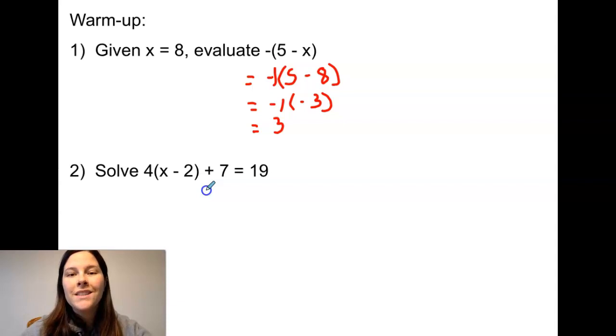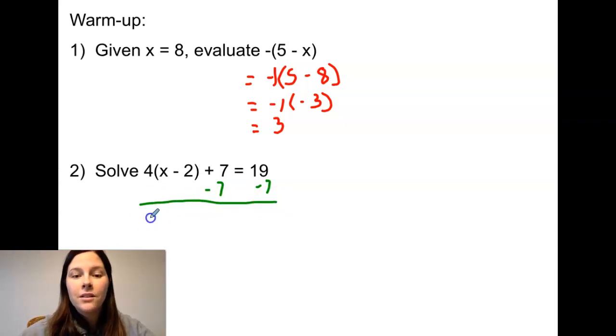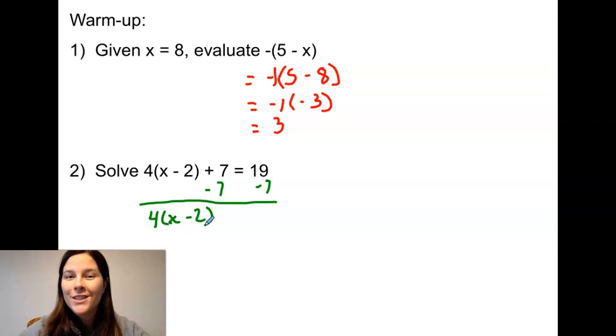So what I want to do instead of distributing is start by canceling this 7. Remember, golden rule of algebra, whatever you do to one side, you do to the other. At some point, we do need to get that 7 to the other side so that we can get our x alone. So I'm going to leave this 4 times the quantity x minus 2. I want to remind you that those parentheses mean multiplication, because we're going to do something with that in just a minute. 19 minus 7 is 12.